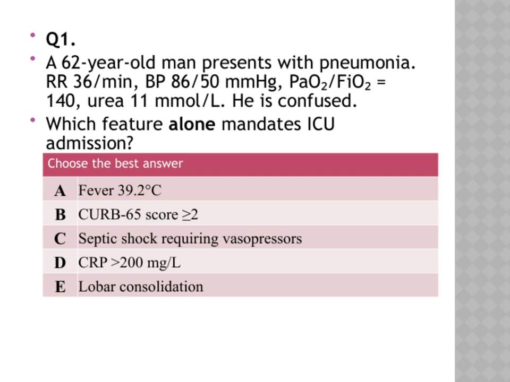So the most important point here is that septic shock, especially when vasopressors are needed, is a definitive criterion for ICU admission. It highlights how vital it is to recognize signs of organ failure early in pneumonia cases to ensure prompt, appropriate care.